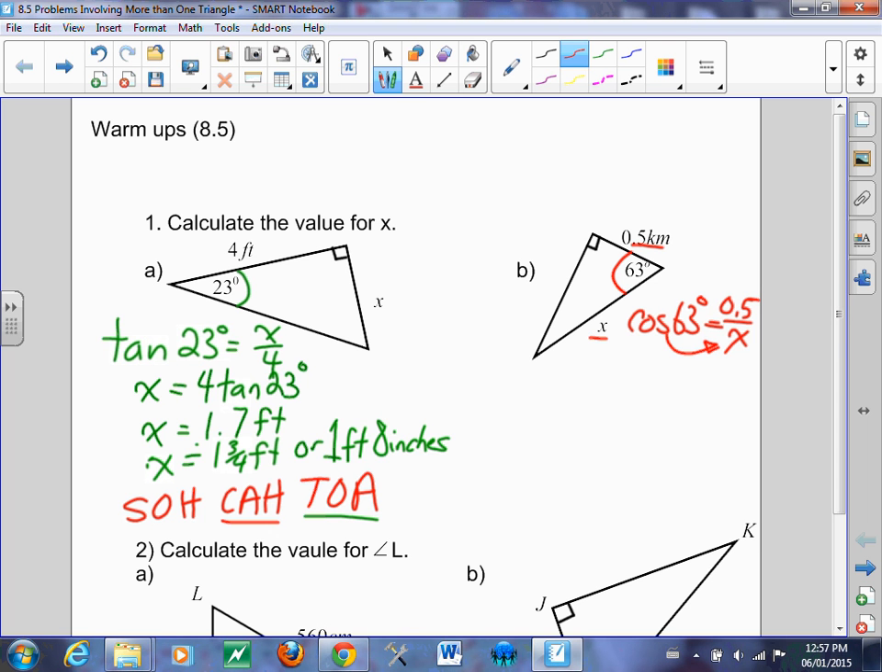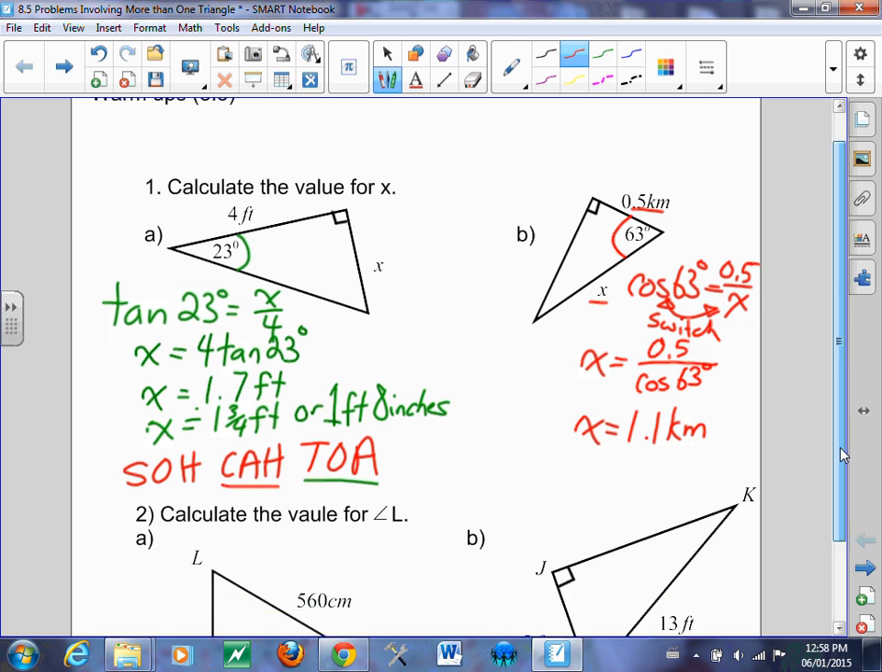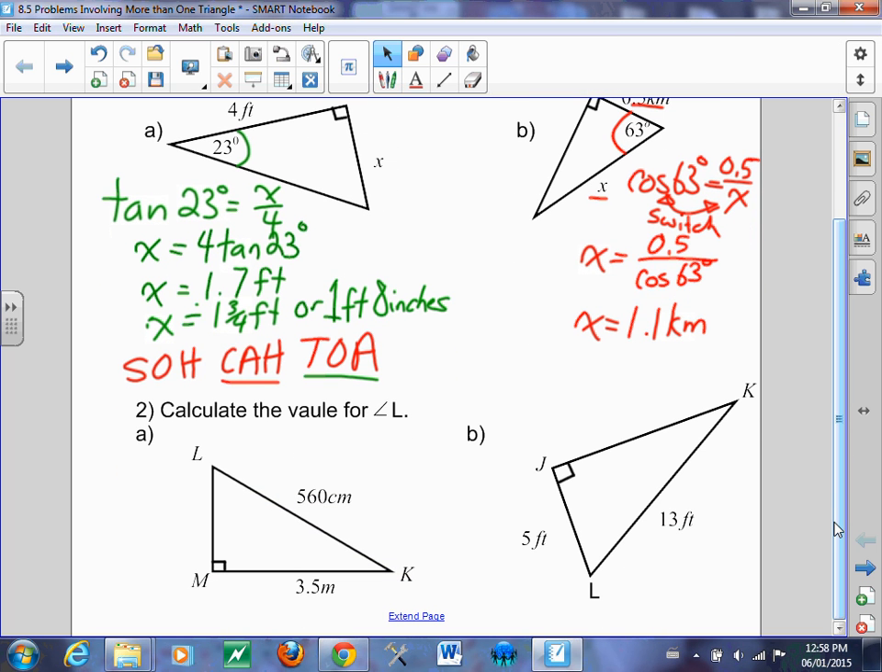Notice x is on bottom, folks. You got to do the switch. Put it on top. So x equals 0.5 divided by cos of 63 degrees. Okay, plug it in your calculator, ladies and gentlemen. X equals 1.1 kilometers. So far, so good? Awesome.